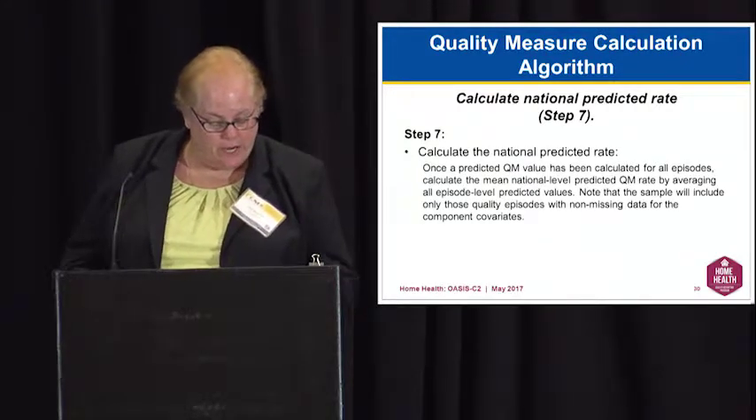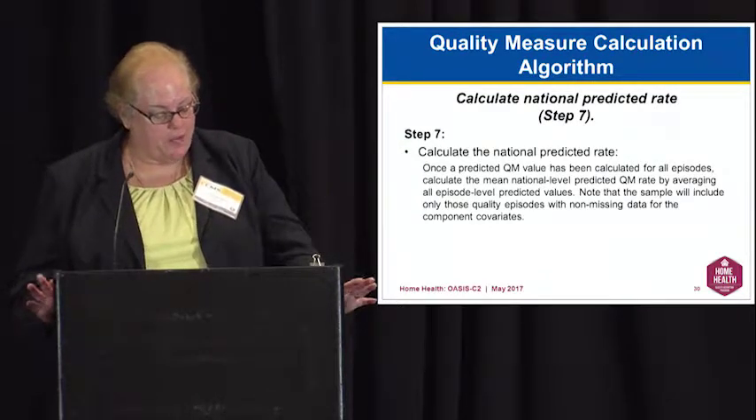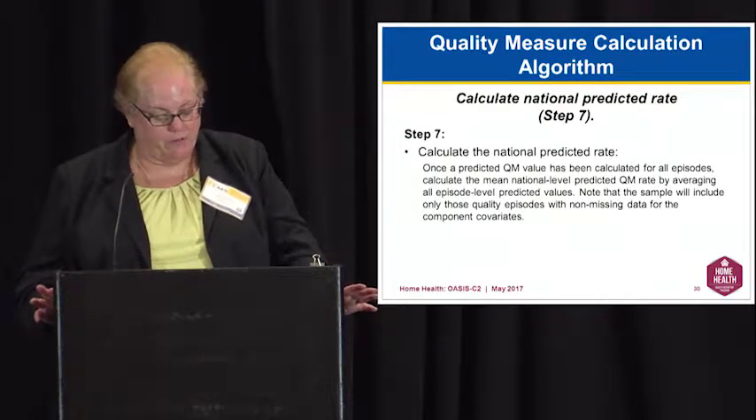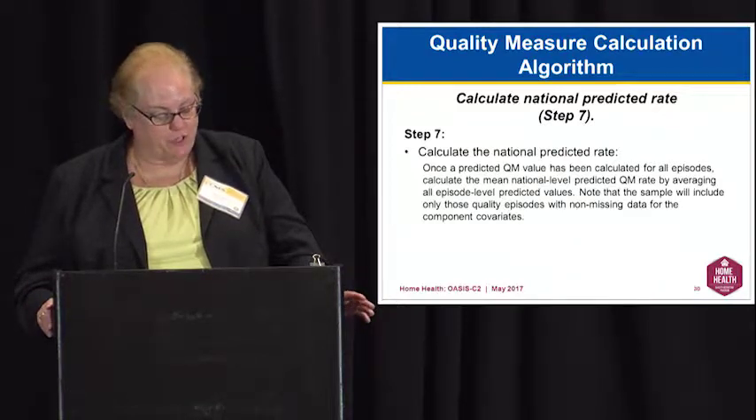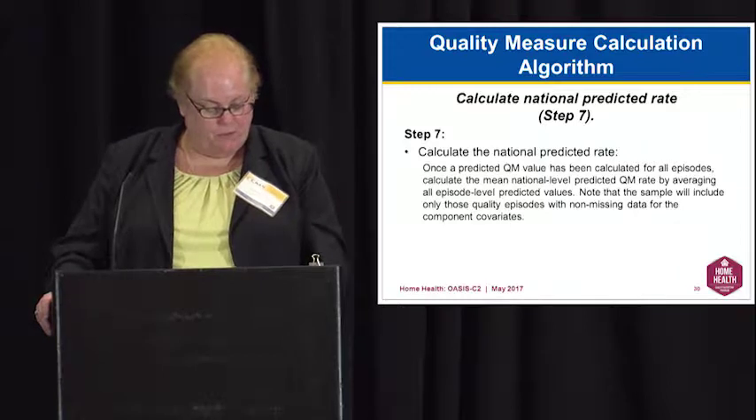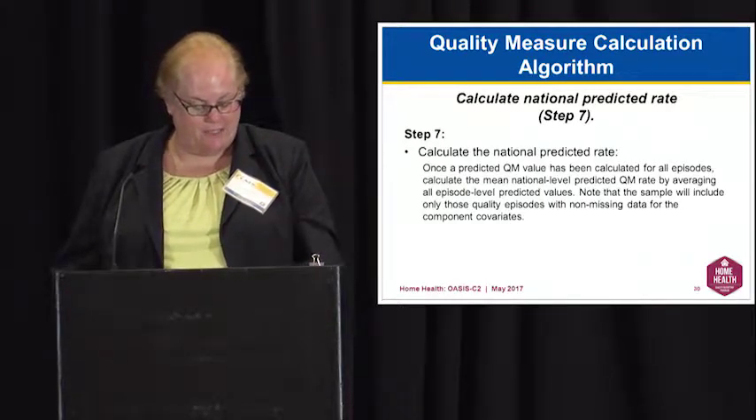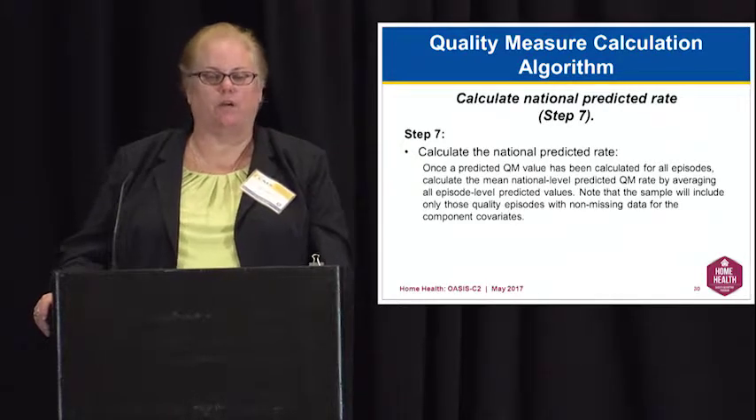And then calculate the national predicted rate. Once a predicted QM value has been calculated for all the episodes, calculate the mean national level predicted QM rate by averaging all episode level predicted values. And note that the sample will only include those quality episodes with non-missing data for the component covariates.